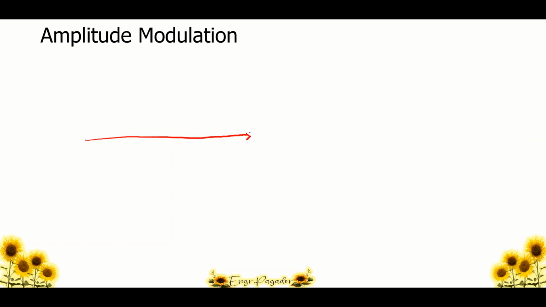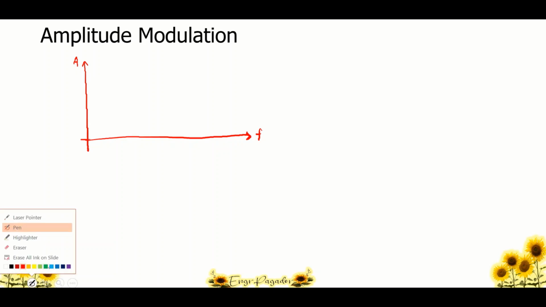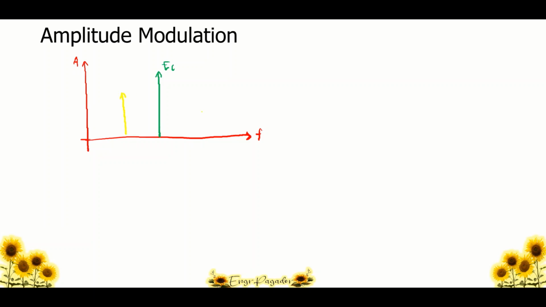So, we have a graph here. This is frequency. With respect to frequency naman tayo. And yung ating ito is the amplitude. So, for example, meron tayong ito si EC, si carrier signal natin. We can represent the two sidebands here. This is the LSB or the lower sideband. And this is the upper sideband. So, this is LSB, the lower sideband, and USB, the upper sideband.